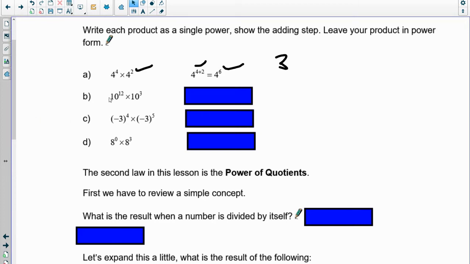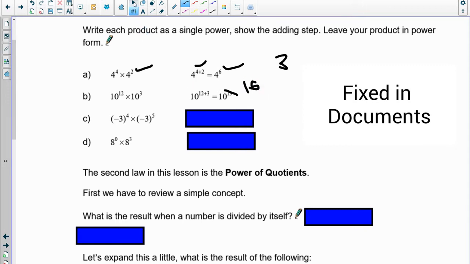Alright, taking a look at the first one. 10 to the power of 12 times 10 to the power of 3. Just checking, the bases are the same. We're multiplying, so it's going to be 10 to the power of 12 plus 3. And of course 12 plus 3 gives us 15, so I don't know why that's a 13 there. It should be 10 to the power of 15. Alright, so fix that right there.